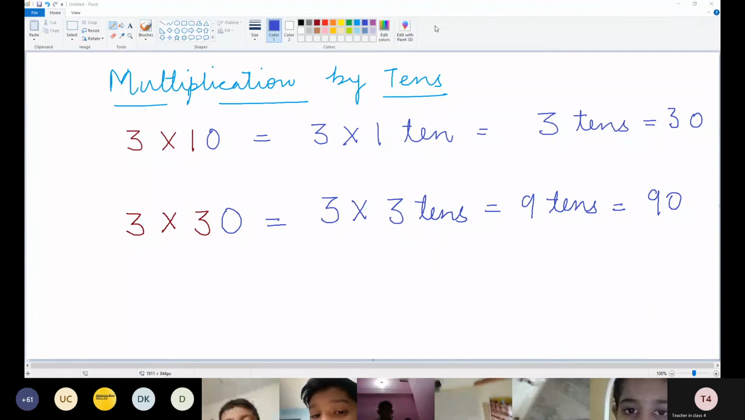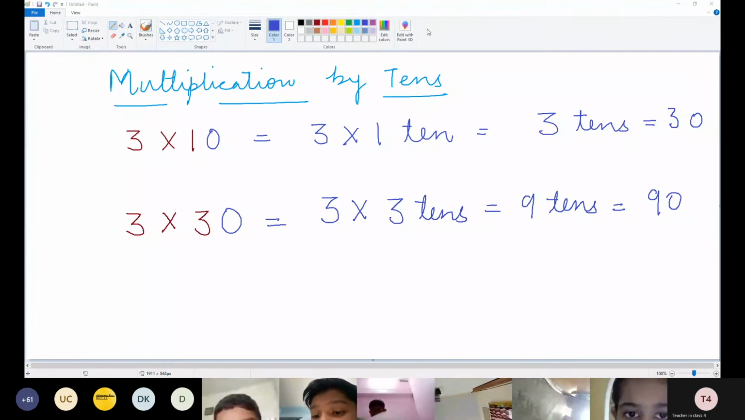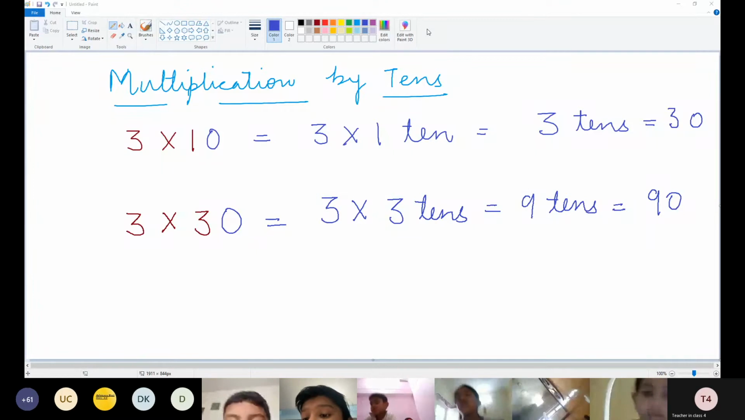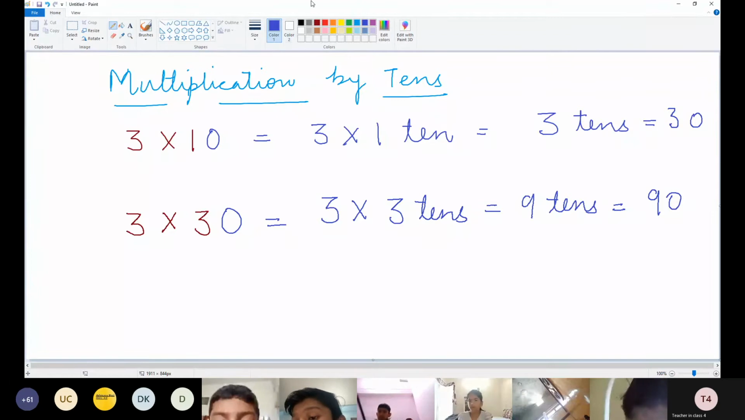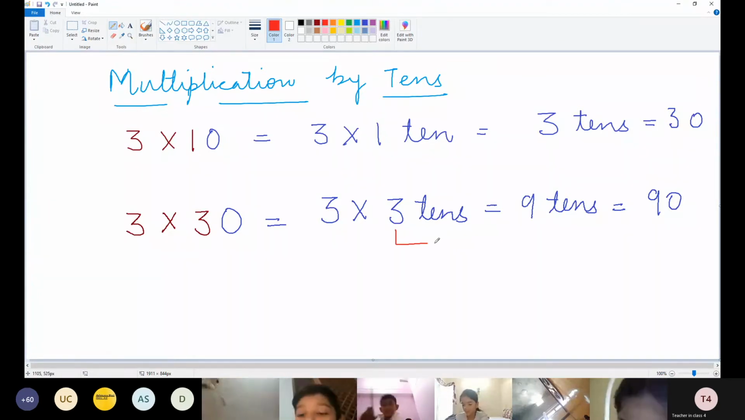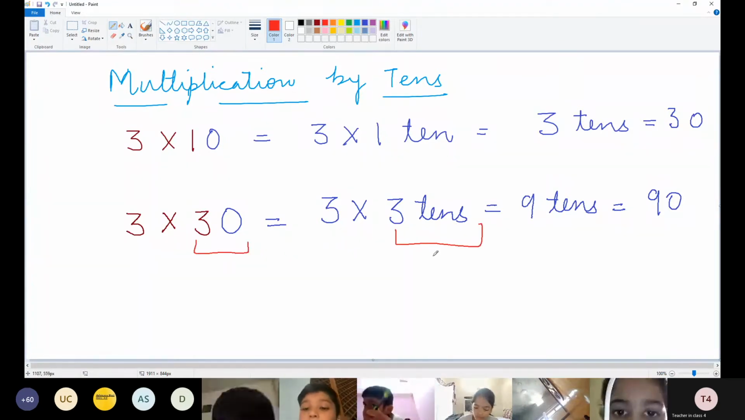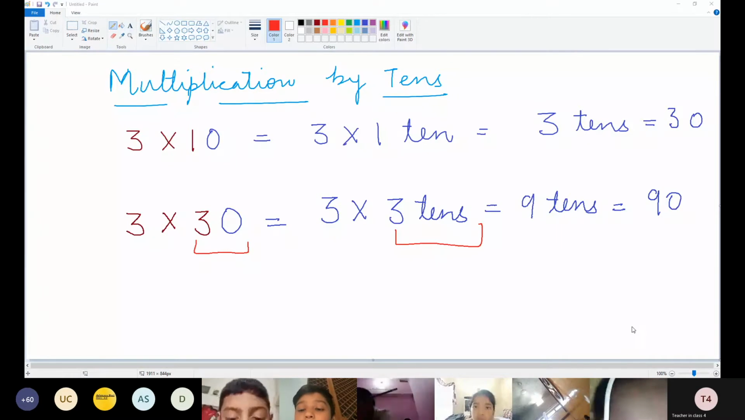Beta, now tell me one thing. I have written 3 multiplied by 30. Yes, you can see the screen. Now tell me why I have written 3 tens in place of 30. 30 की जगह 3 tens क्यों लिखा मैंने? Why have I written 3 tens here?